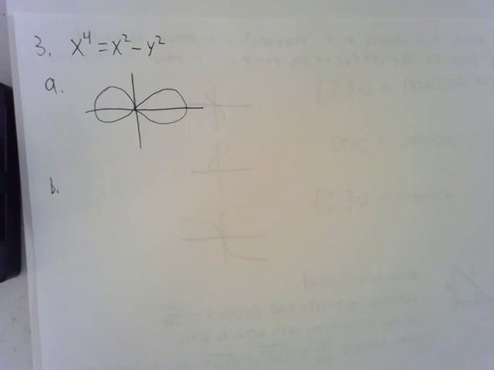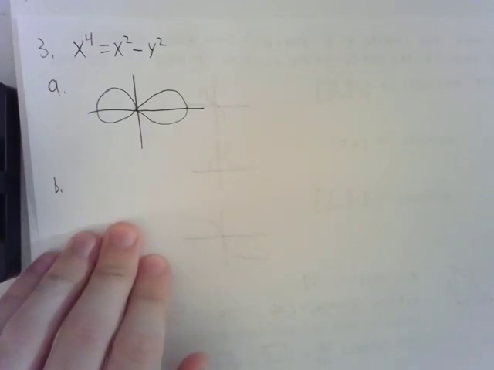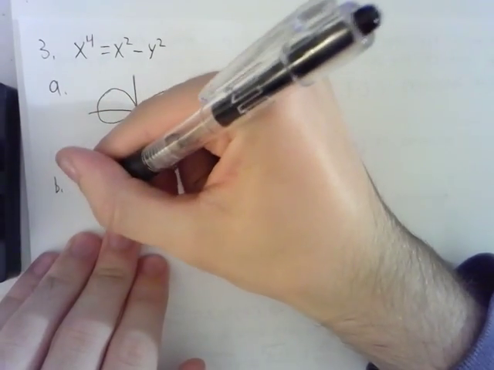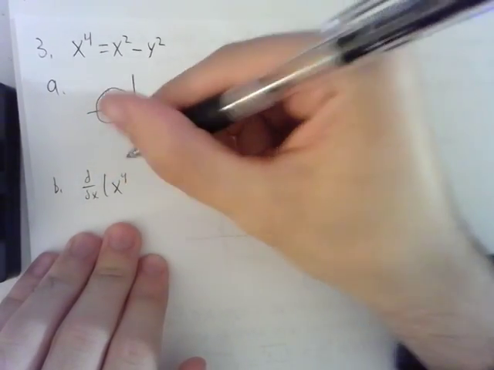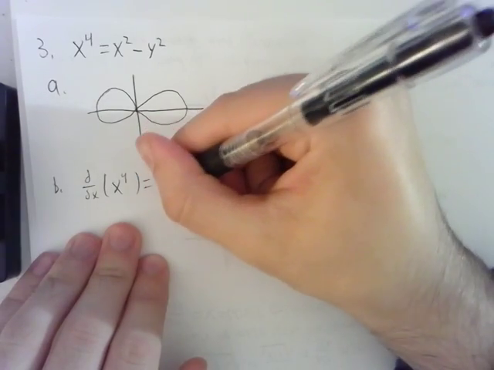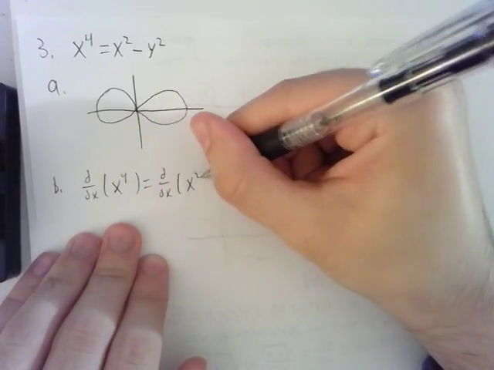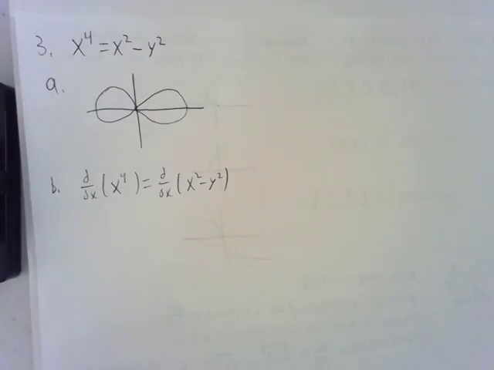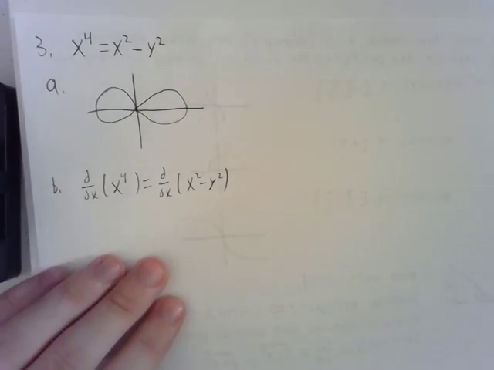So next, we're asked to find a formula for y prime. So in order to do this, we're going to use implicit differentiation. So we want to take the derivative of both sides of the equation. So we have something like this.